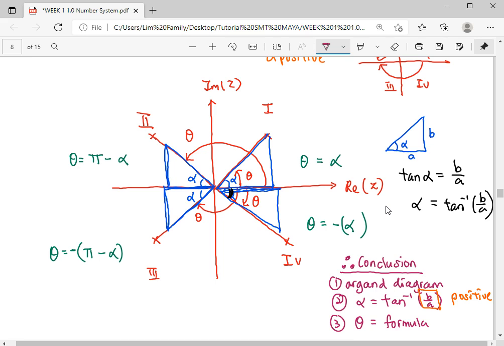Conclusion: without the Argand diagram, we can hardly see where our complex number is. When we can hardly see where the complex number is, we can hardly identify which formula I should use.